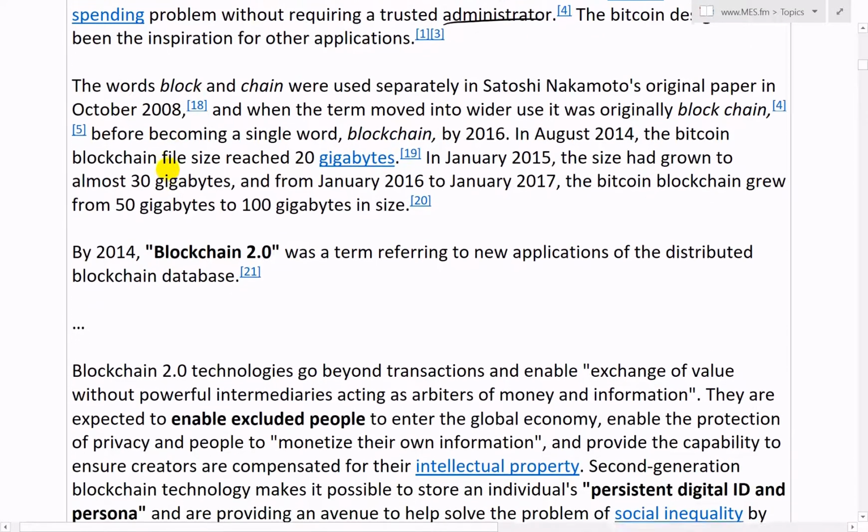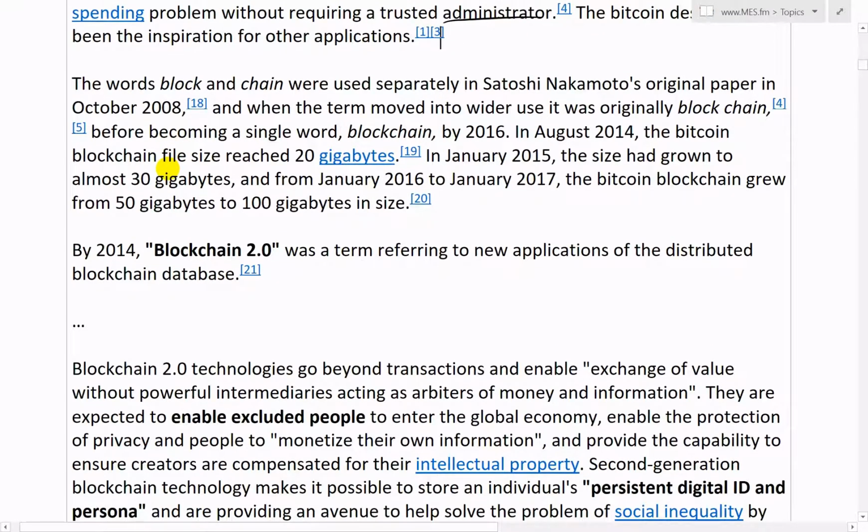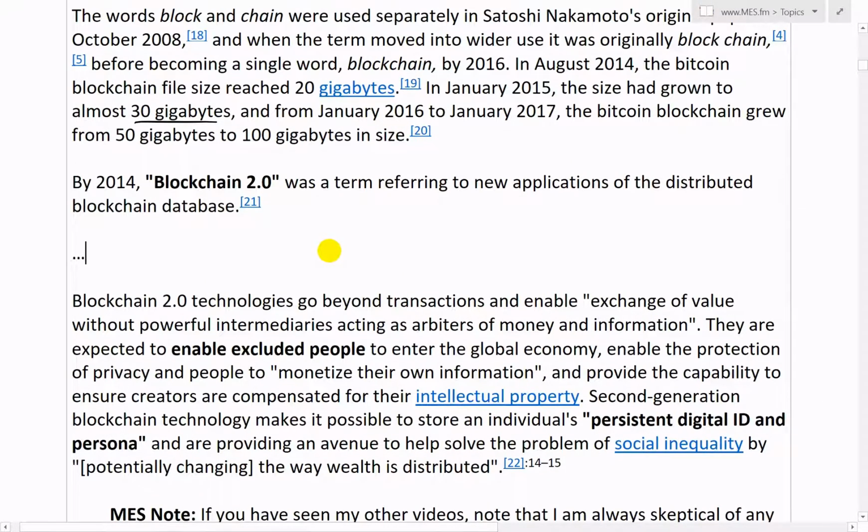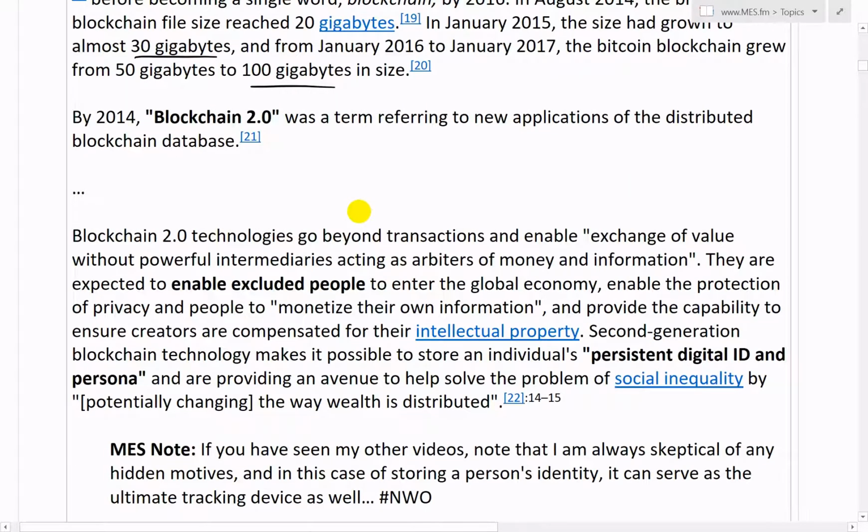The words block and chain were used separately in Satoshi Nakamoto's original paper in October 2008, and when the term moved into wider use, it was originally block space chain before becoming a single word, blockchain, by 2016. In August 2014, the Bitcoin blockchain file size reached 20 gigabytes, and then in January 2015, the size had grown to 30 gigabytes, and from January 2016 to January 2017, the Bitcoin blockchain grew from 50 gigabytes to 100 gigabytes in size. So that's getting pretty big.